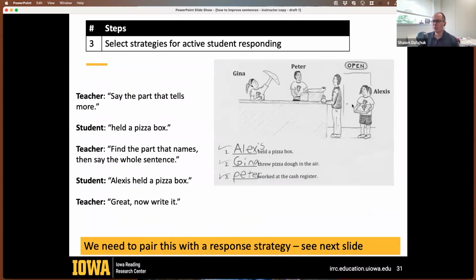So here we made an example of using both modalities. Let's say a student is looking at this picture word prompt where it looks like it's in a pizzeria, you have Gina, Peter, Alexis, and they're completing the fill in the blanks here. So, blank held a pizza box.